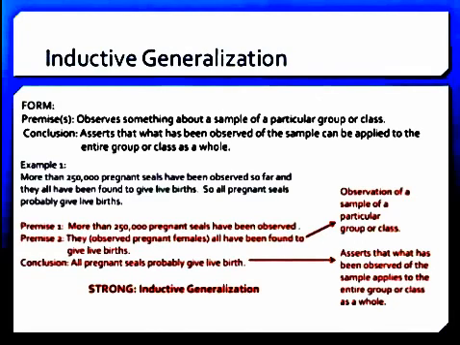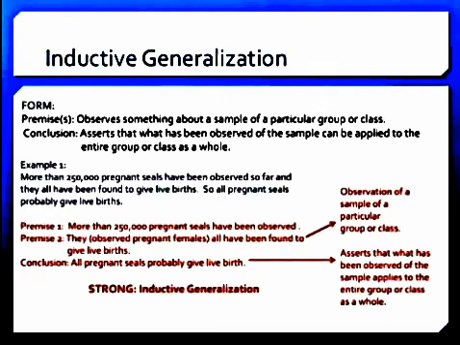Notice how what this does is, in the premises, there is an observation of a sample of a particular group or class that is being made. Specifically in the second premise, which states that they, the observed pregnant females, all have been found to give live births. Notice that what this statement is doing is citing an observation of a sample of a particular group or class. In this case, that group or class is pregnant female seals. And the characteristic that's being observed is that they give live births.